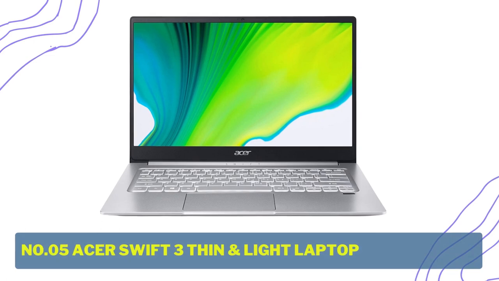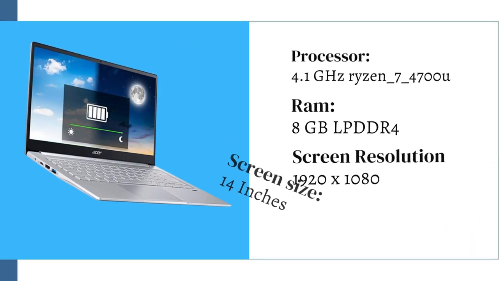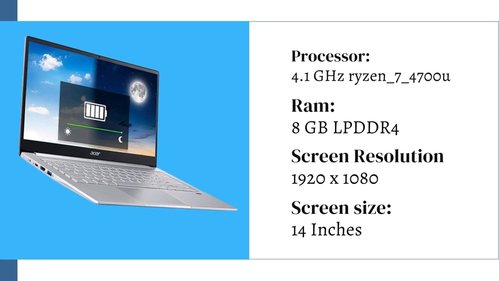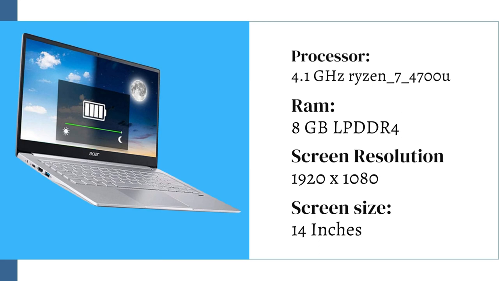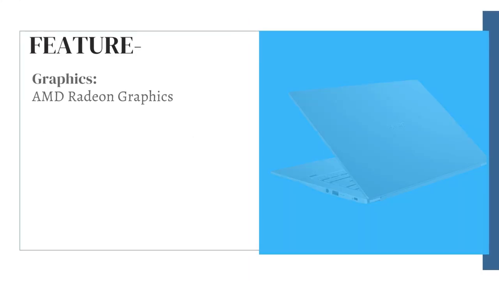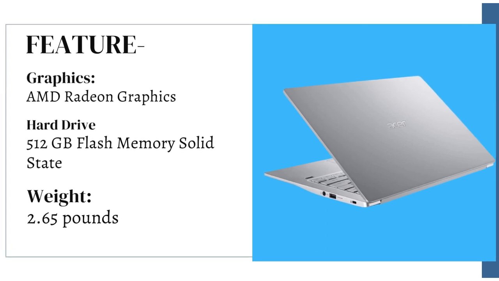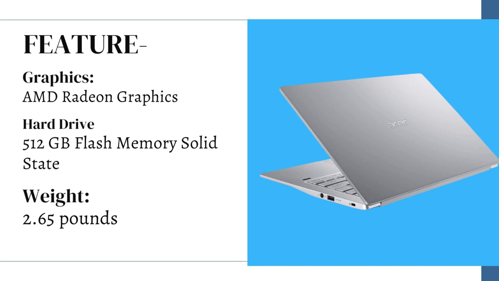Number 5. Acer Swift 3 Thin and Light Laptop. It comes with Intel Celeron processor with 4.1 GHz Ryzen_7_4700U, 14 inches display. It has 512 GB flash memory solid state, hard drive with AMD Radeon graphics. It weighs only 2.65 pounds.